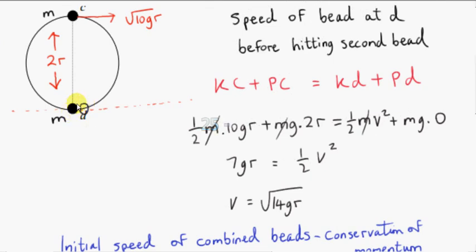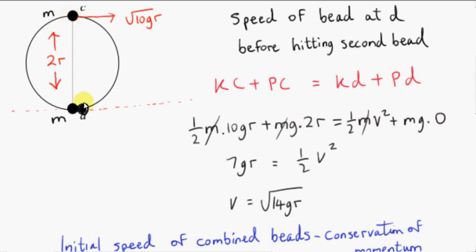Now we want to prove that the coalesced beads, they're coalesced now, will not make it up to point C. So how do we do that? Well, we could use a kind of proof by contradiction. We can pretend that the coalesced beads will make it up to point C, and then ask what will the velocity be if they make it to point C.